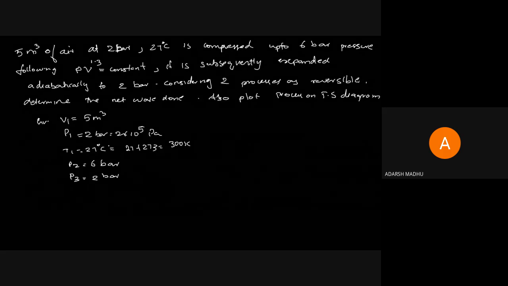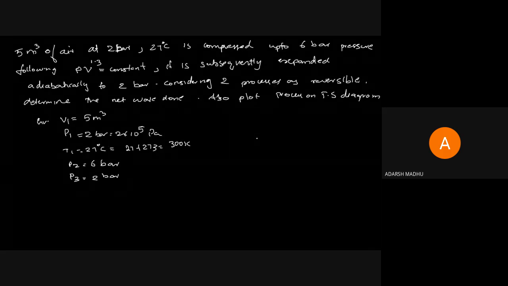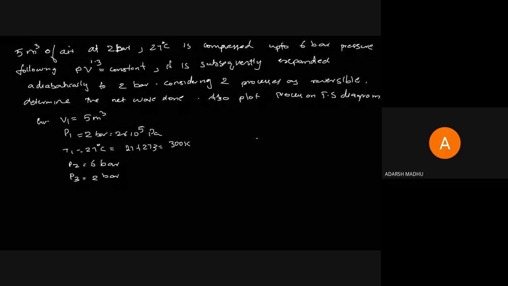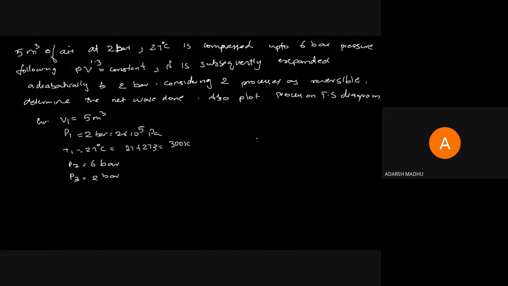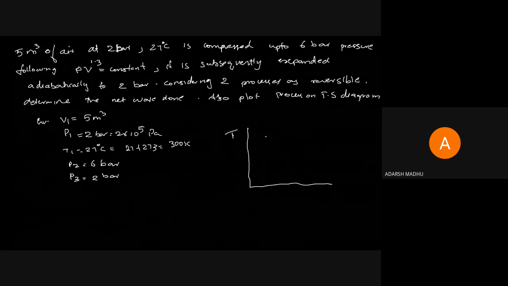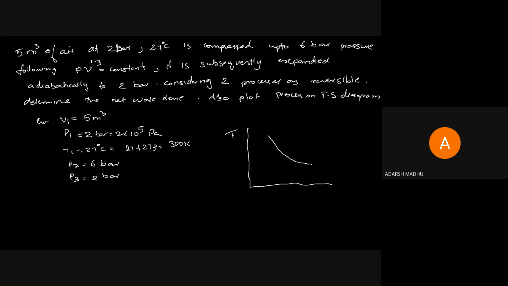So you want to find the net heat transfer of the polytropic process plus the net heat transfer of the adiabatic process. So you can draw a TS diagram here. How can we draw the TS diagram? The first process is a polytropic process. For the polytropic process, the figure is like this: 1 to 2.